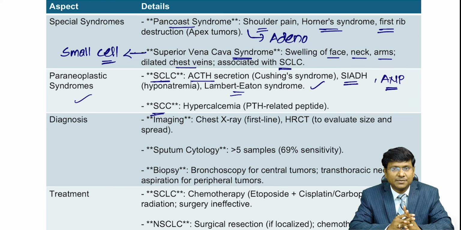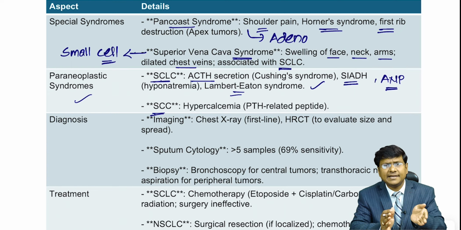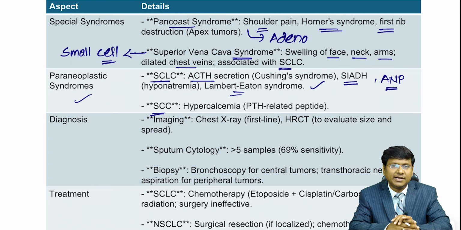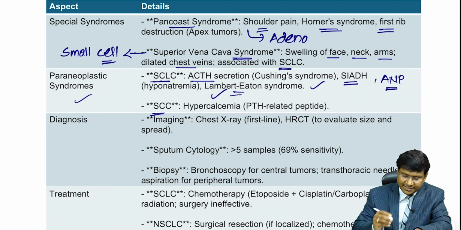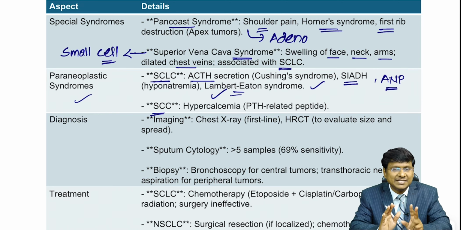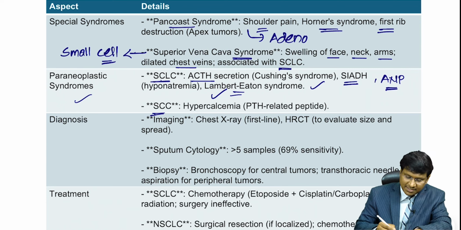Then you take squamous cell carcinoma. Squamous cell carcinoma acts as a source for parathormone-related protein, and the parathormone-related protein which is being produced will result in hypercalcemia, right? So these are the two important paraneoplastic syndromes that you need to be aware of. One is small cell lung cancer and the other one is squamous cell lung cancer.